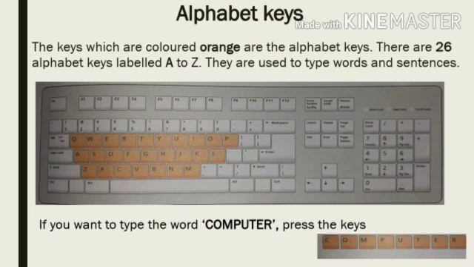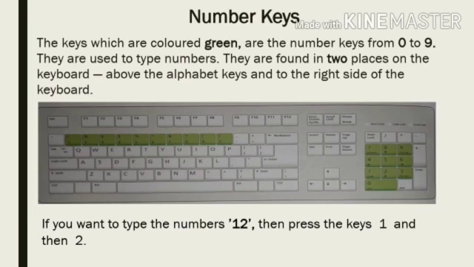The keys which are colored orange are the alphabet keys. So first we will start with alphabet keys. There are 26 alphabet keys labeled A to Z on the keyboard. They are used to type words and sentences. So if you want to type the word computer, press the keys.